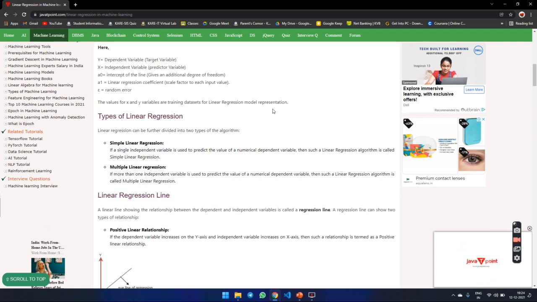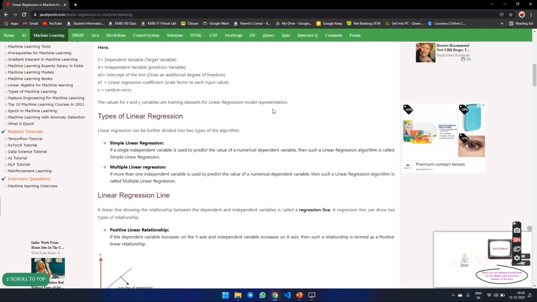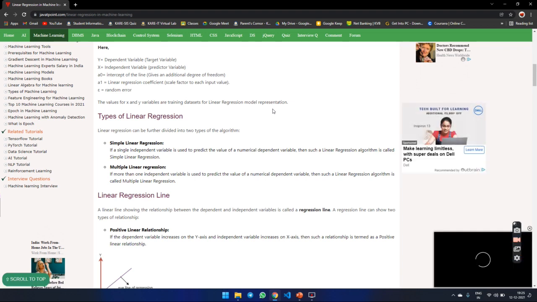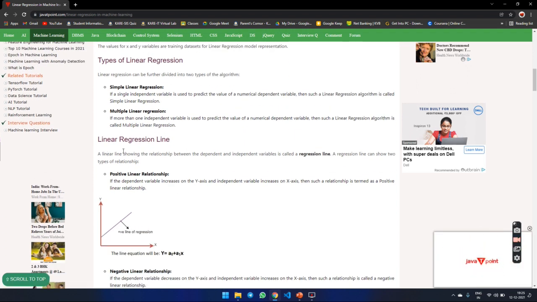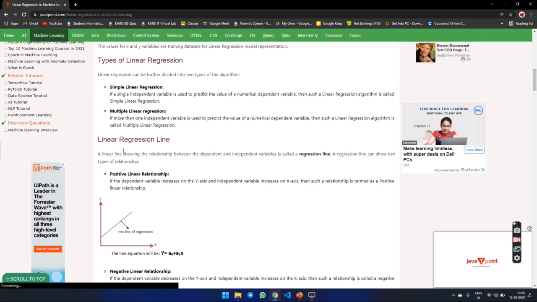Types of linear regression. It is divided into two types: one is simple linear regression and the other is multiple linear regression. First we are discussing simple linear regression. If a single independent variable is used to predict the value of a numerical dependent variable, then such a linear regression is called simple linear regression. Multiple linear regression: if more than one independent variable is used to predict the numerical dependent variable, such a linear regression is called multiple linear regression. A line showing the relationship between dependent and independent variables is called the regression line.